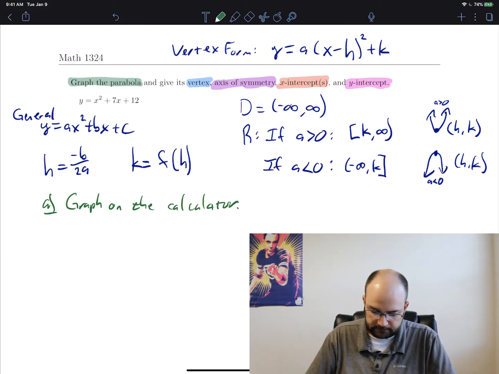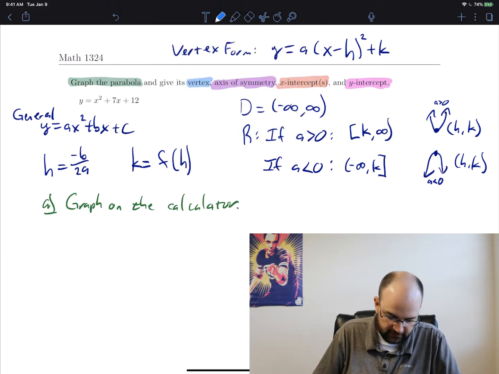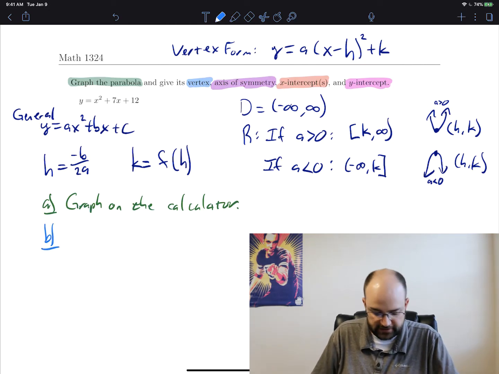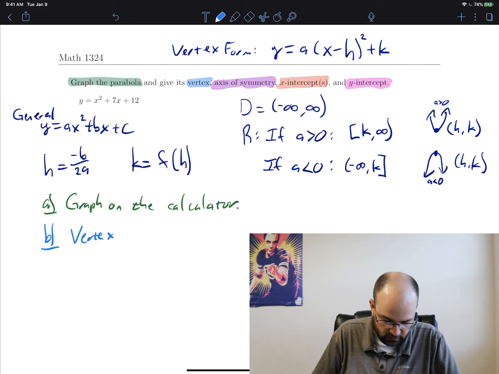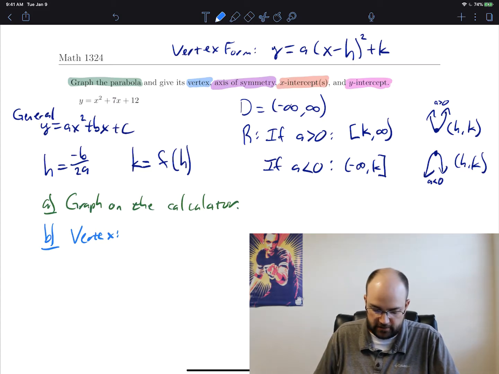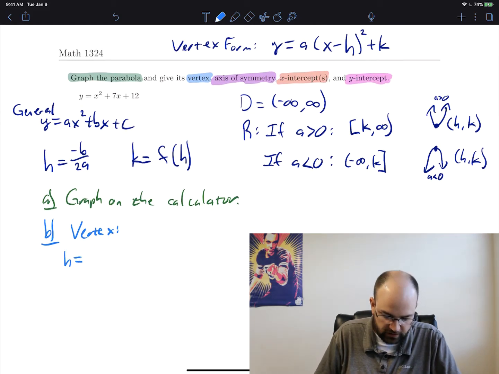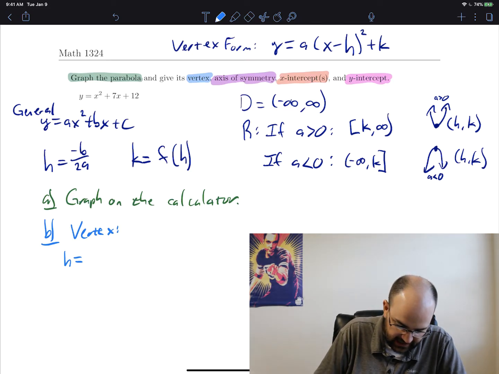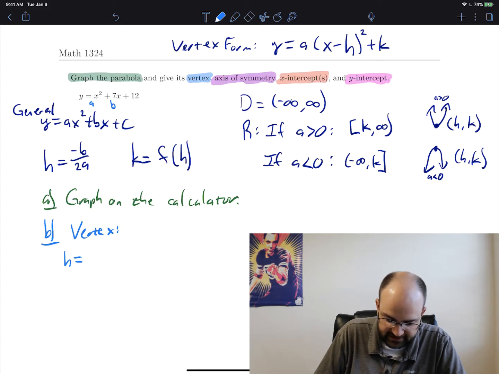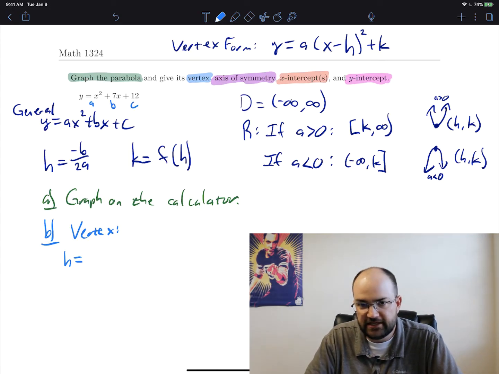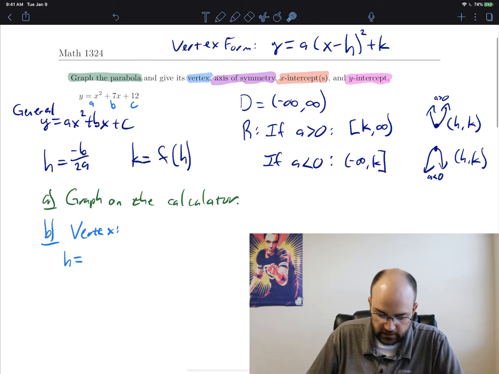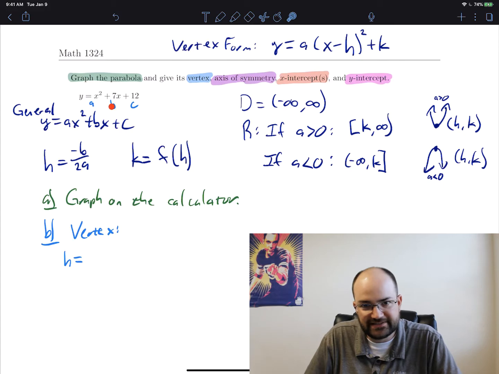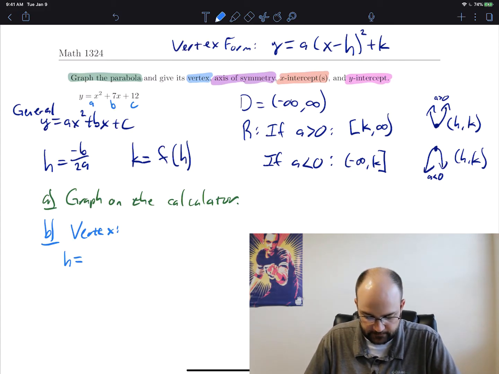Starting with the vertex, we need to find h and k. H is the x-coordinate of the vertex, which is negative b over 2a. In this case, a is the number in front of x squared, b is the number in front of x, and c is always the plus or minus at the end. If there isn't anything at the end, it's 0. And if there is no x term, b is 0. So just be aware of that.